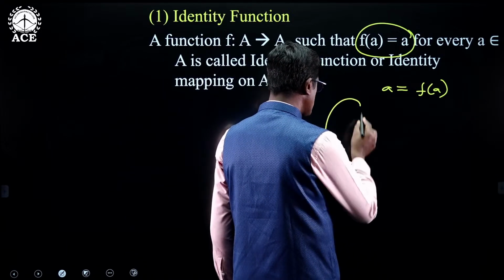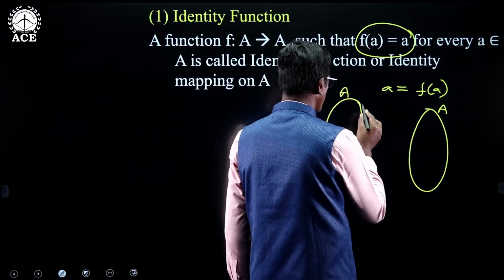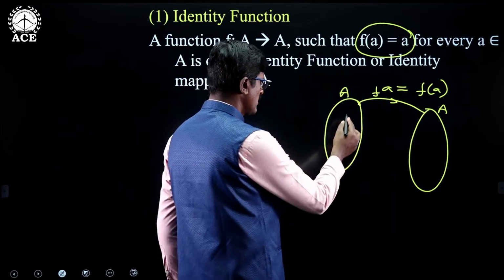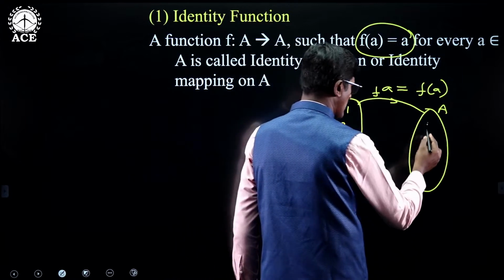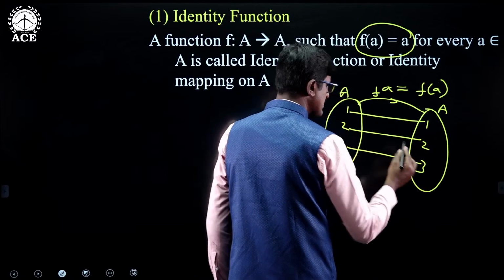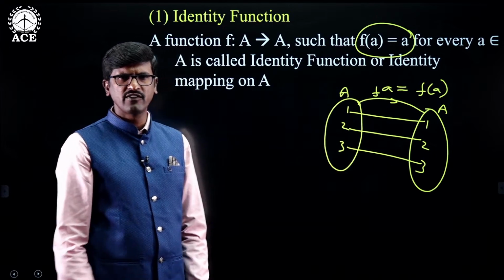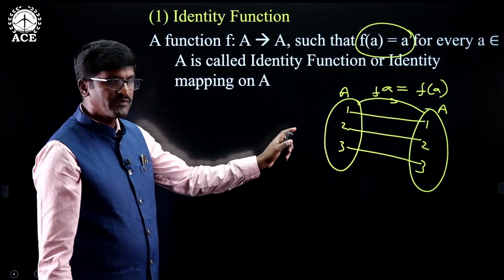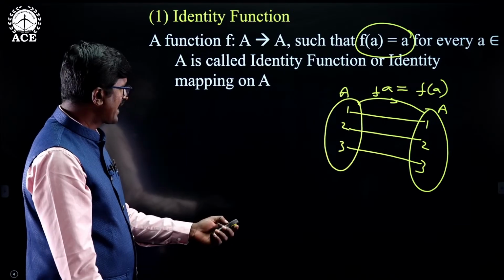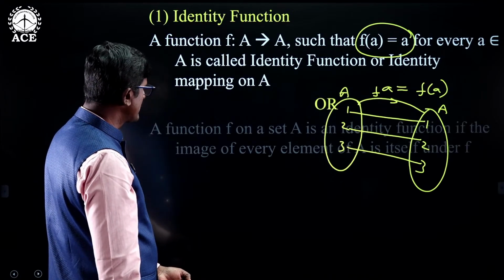For example, this is set A and this is also set A. This is the mapping from A to A. 1, 2, 3; 1, 2, 3. So 1 is mapped to 1, 2 is mapped to 2, 3 is mapped to 3. That means the image of every element is itself. Such types of functions are called identity functions. If a function is an identity function, then the image of every element is itself.